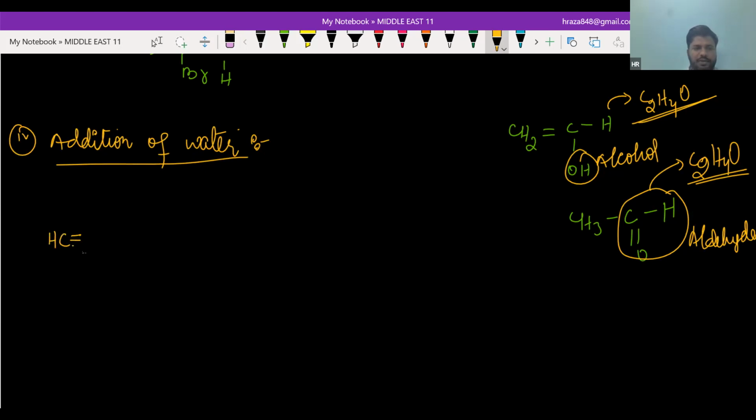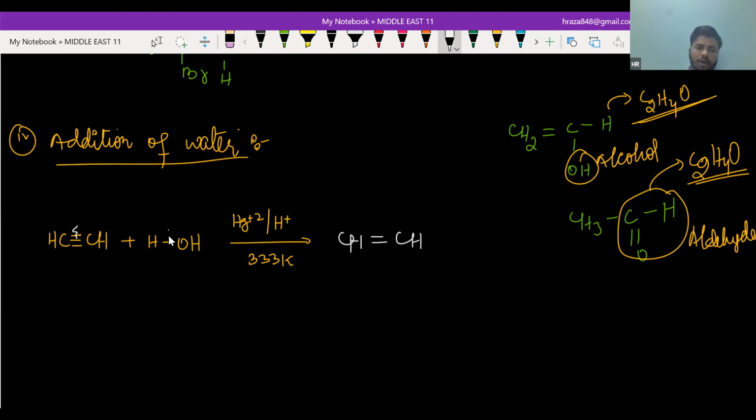So how do we do addition of water? You can see CH triple bond CH will be added to water, HOH, in the presence of Hg plus 2 and acid H plus at 333 Kelvin. So what happens here is one of the bonds will be broken. So what will be left? CH double bond CH. Now this bond will also break. One of the hydrogens will go to this, and one OH will go to this. Is this clear?